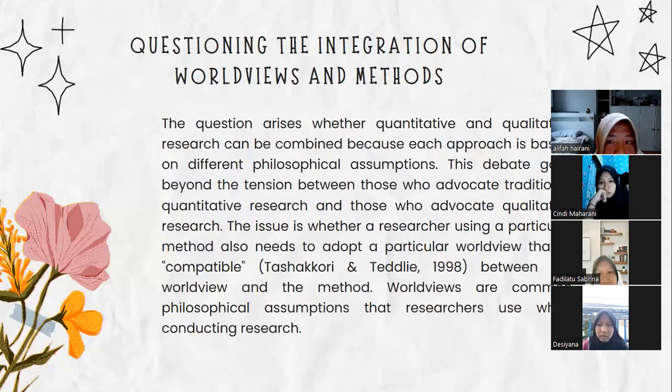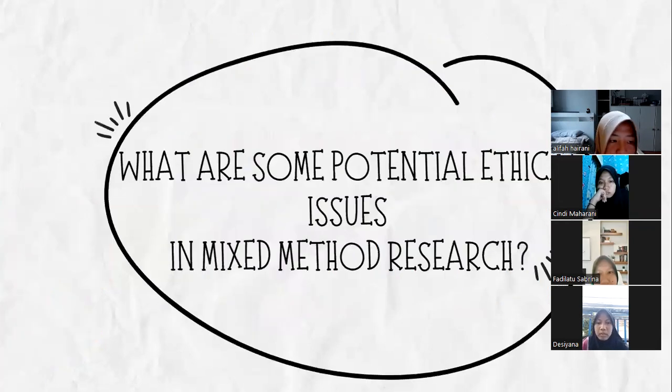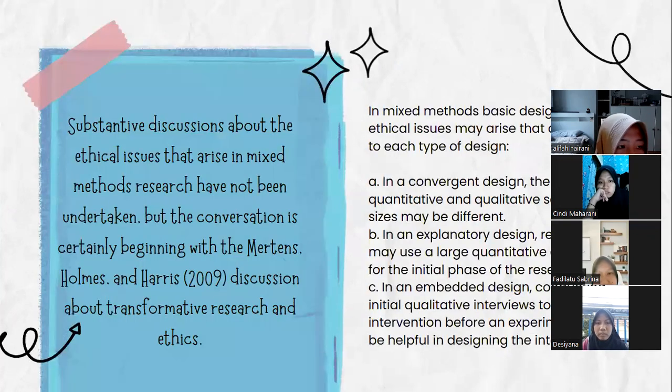The next is: what are some potential ethical issues in mixed method research? Substantive discussion about the ethical issues that arise in mixed method research has not been undertaken until recently, certainly beginning with Mertens, Holmes, and Harris's 2009 discussion about transformative research. This author suggests that the transformative approach is a site of multiple interpretive practices, and ethical considerations occur at multiple points in the research process.